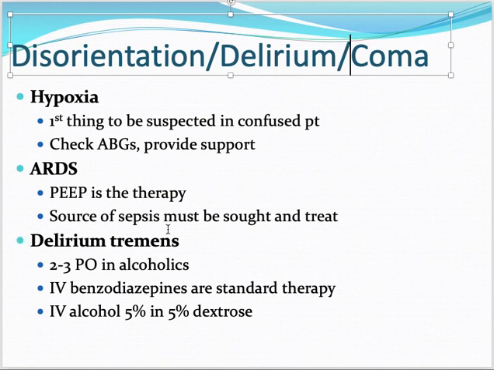What is this? Alcoholic patients who drink a lot of alcohol, during surgery or after surgery, when they cannot drink alcohol, may start fitting, or sometimes start feeling like insects are crawling on their body. That is called delirium tremens. So how is it treated? We give them IV benzodiazepines or IV alcohol.